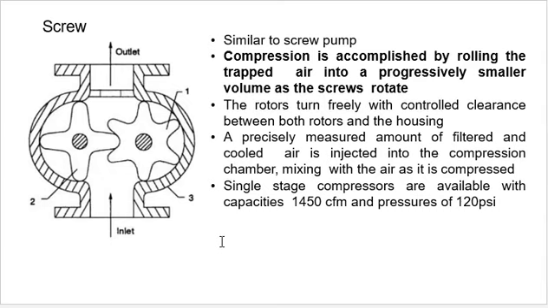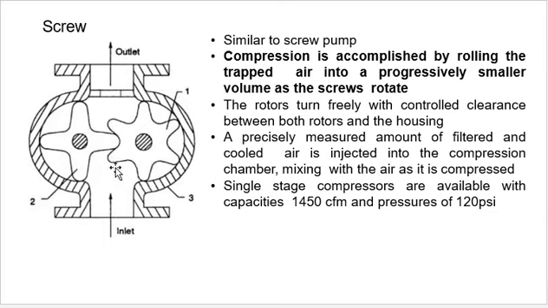Then the screw compressor. In the screw compressor, the compression is accomplished by rolling the trapped air into a progressively smaller volume as the screws rotate. In between, the meshing of the screws is there. Components number 2 and 1 are the two screws. Component number 3 is the casing. This is the inlet of the air and the outlet of the air.